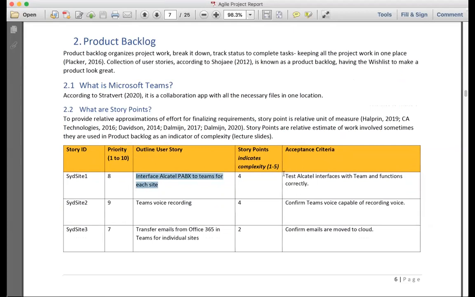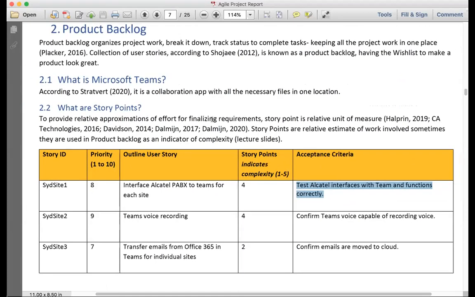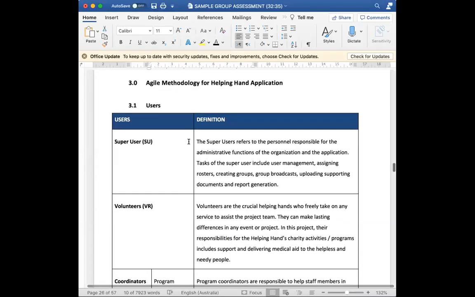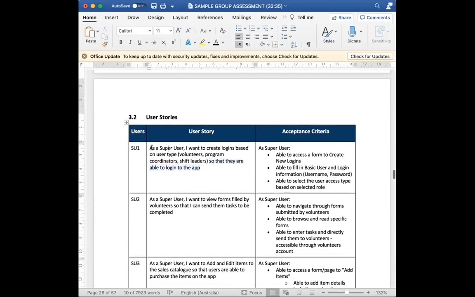Okay. Look at the format they've used. Look at the format and look at the format of the acceptance criteria. So can you zoom this one? Okay. So look here. Look at the acceptance criteria. It's saying interface, Alcatel, PAB, 2 teams for each site. Look at this. So look here and look at how it's written and the acceptance criteria.